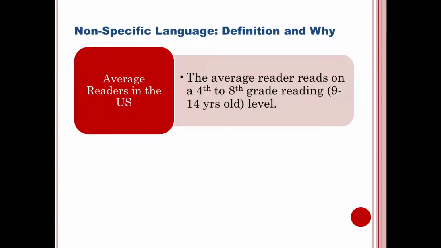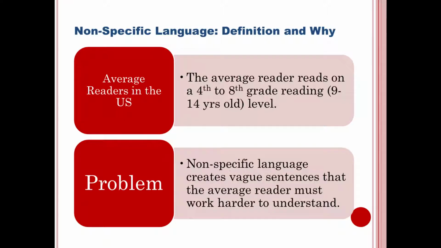The average reader reads on a 4th to 8th grade level, which is 9 to 14 years old in the United States. This can be a problem when we use non-specific language because that creates vague sentences that the average reader has to work harder to understand. Sometimes the information is missing, sometimes the information is in a different place in the sentence than where the reader actually needs it. So we have to be clearer in our writing than we have to be in spoken language.